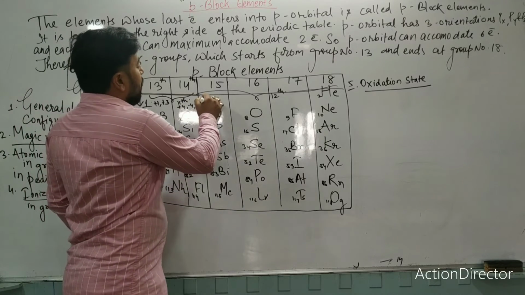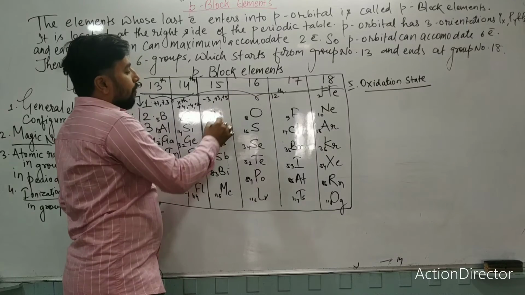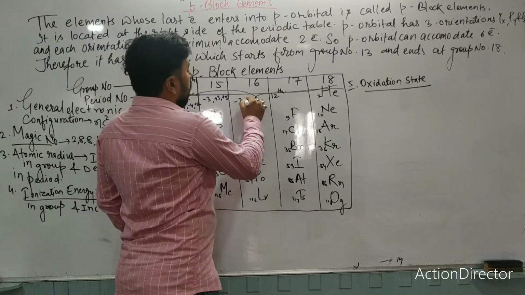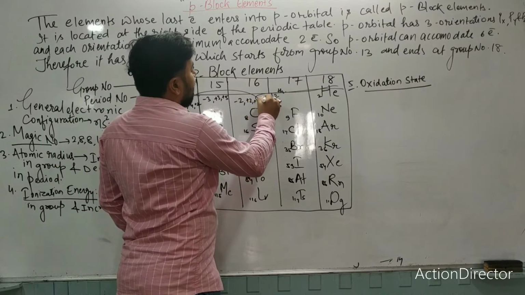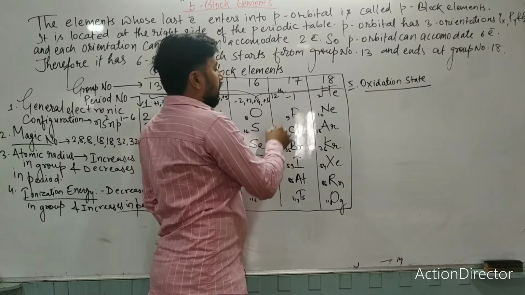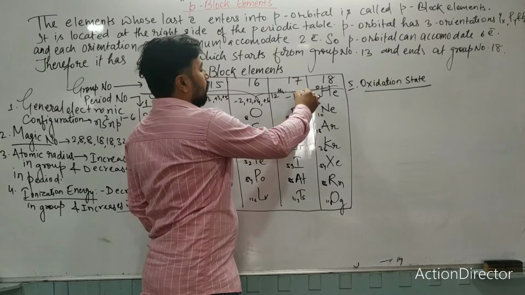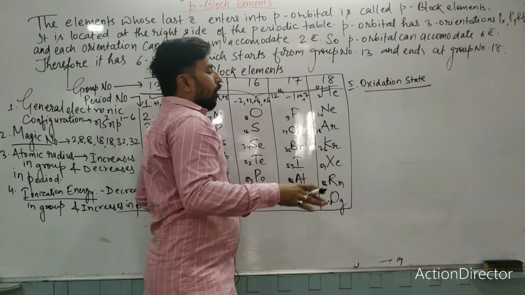15 is -3, +3 and +5. Group number 16: -2, +2, +4, +6. 17 is -1 and 18 is 0. -1 to +7 it is. So don't forget, because it has total.